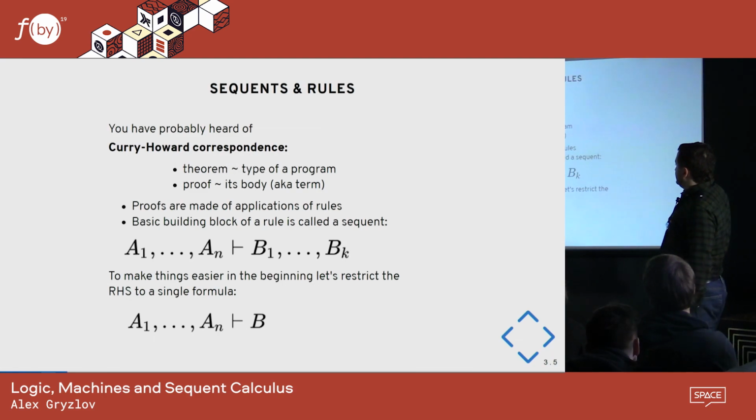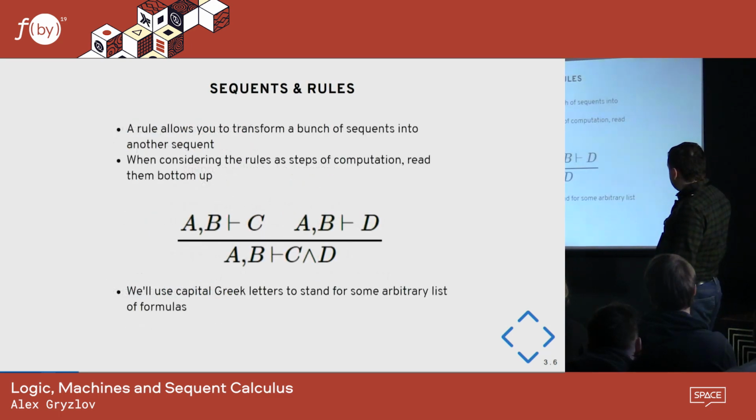Usually, when you do functional programming, when you do systems which correspond to functional languages, you constrain this right-hand side to strictly one formula. So it means given all of these things should be true. And then a rule is usually written as this bar. On top of the bar you have the sequent that you start from, and below is the sequent you should arrive at after applying the rule. So for example, if from A and B follows C, and from A and B follows D, then from A and B follows C conjunction D, right? So both of these should be true.